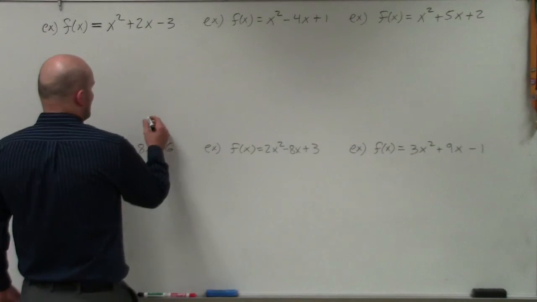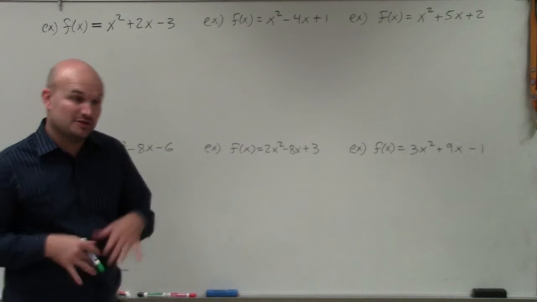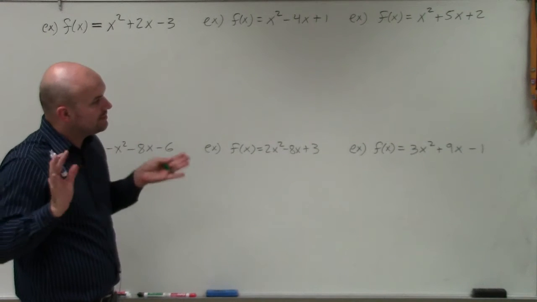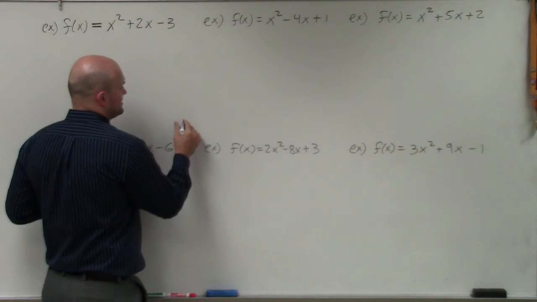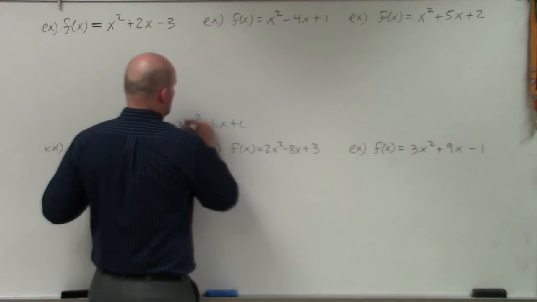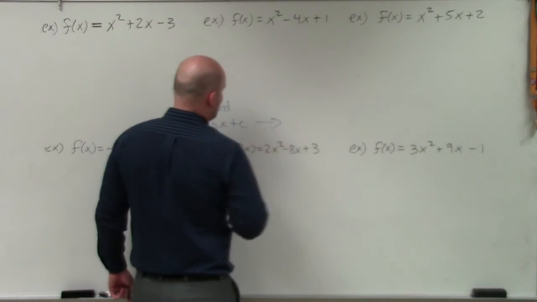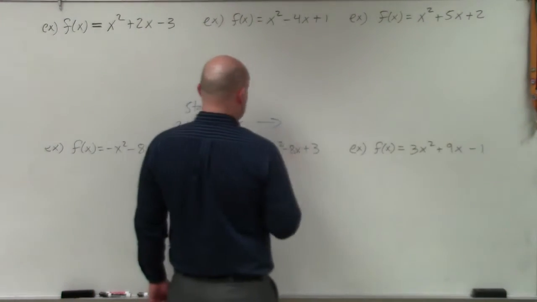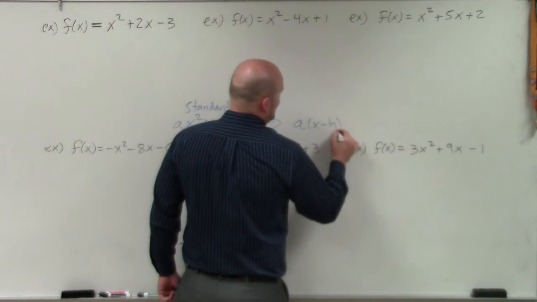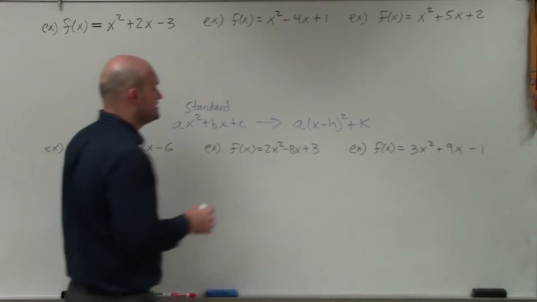Just a quick reminder, there are some formulas that we can use, which we'll get into later. But for the algebraic method, you need to have the equation in ax squared plus bx plus c. That is our standard form. What we're going to do is rewrite our quadratic function from standard form into vertex form, which is a times x minus h squared plus k. And that is vertex form.